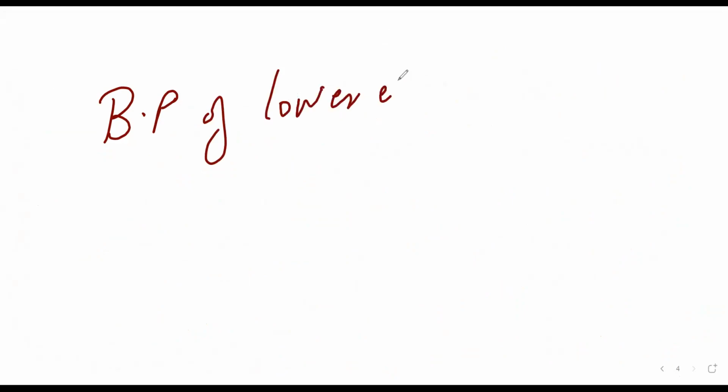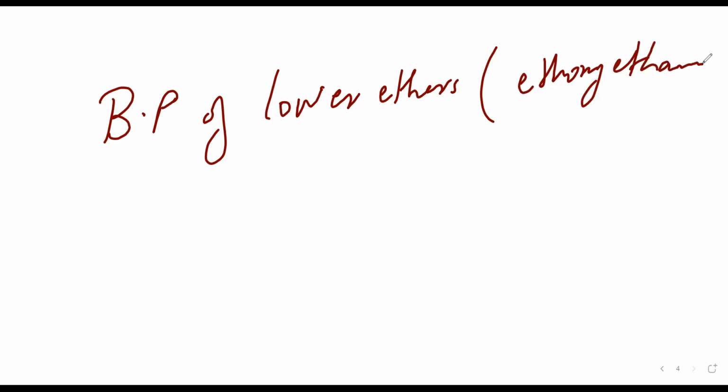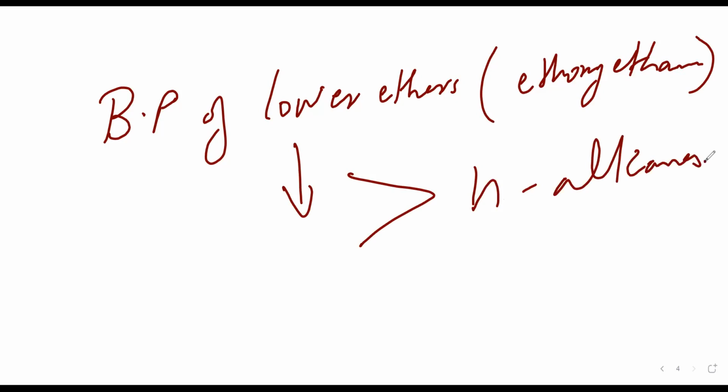See, the BP, the boiling point, of lower ethers, like ethoxyethane and all. That is called lower ethers: methoxymethane, ethoxyethane and all, lower ethers, correct? That is only slightly higher than N-alkanes. There are exceptions in this. Okay.